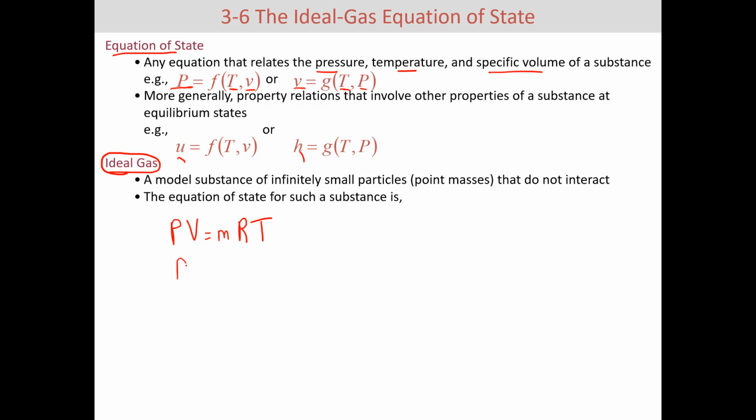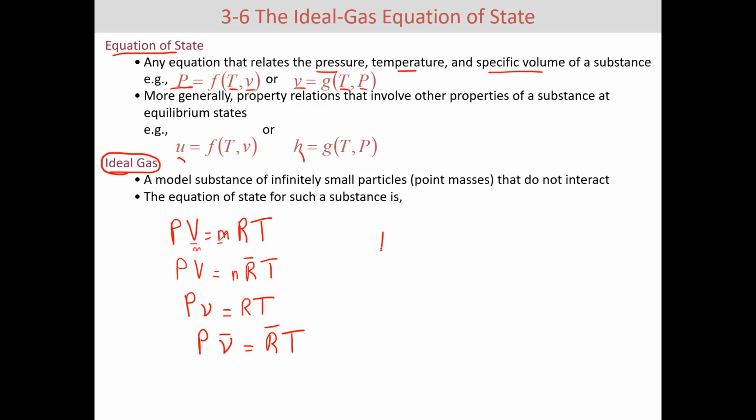There are other ways to write it. There's pressure times volume equals number of moles times the universal gas constant times T. Also pressure times specific volume, that's if you divide this through by mass, volume divided by mass becomes specific volume, equals RT, or pressure times specific volume on a molar basis equals universal gas constant times T.